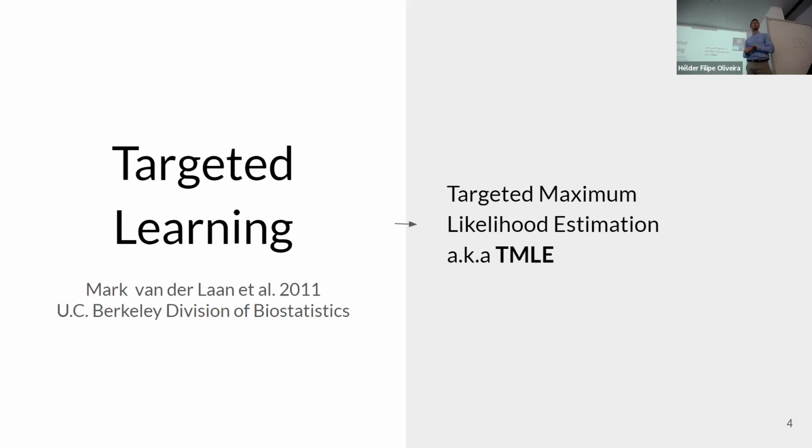So, as I said, I'll be talking about targeted learning. This was proposed by Mark van der Laan in 2011 at Berkeley. And it's commonly known as targeted maximum likelihood estimation, also known as TMLE.